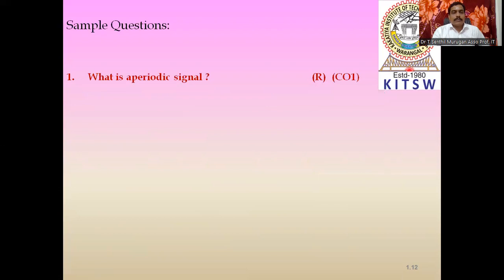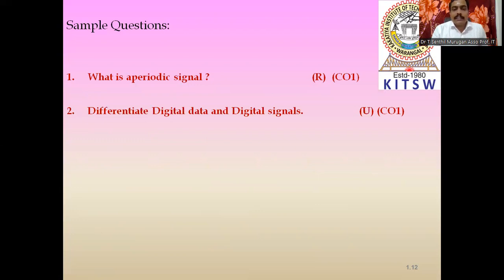The simple questions I posted are for your rethinking. What is an aperiodic signal? Non-periodic and aperiodic signals are the same: the pattern is not the same over the entire period. Differentiate digital data and digital signals. Digital data means zeros and ones, while sudden changes in a waveform are called digital signals. A sine wave is used to represent analog signals.